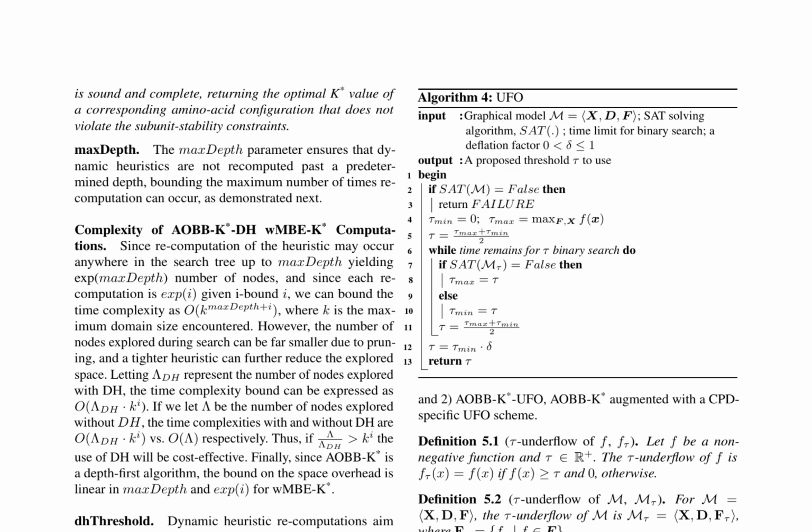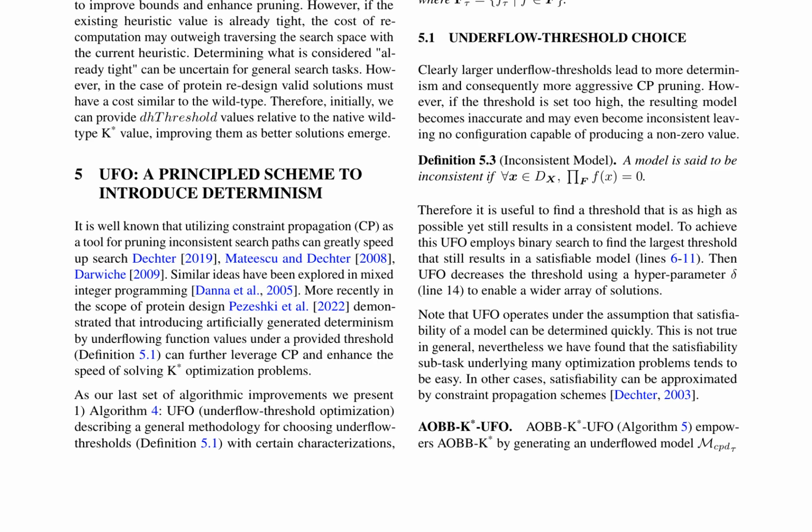To further enhance the efficiency of solving K optimization problems, the algorithm incorporates constraint propagation, which prunes inconsistent search paths. This integrated approach enables the identification of optimal solutions more rapidly. The UFO scheme is introduced as a means of selecting an underflow threshold through binary search, ensuring a consistent model. This process initiates with an initial threshold and iteratively converges on the largest threshold that yields a satisfiable model. By optimizing the K value and leveraging dynamic heuristic recomputation, constraint propagation, and the UFO scheme, the proposed approach effectively resolves complex K optimization problems.